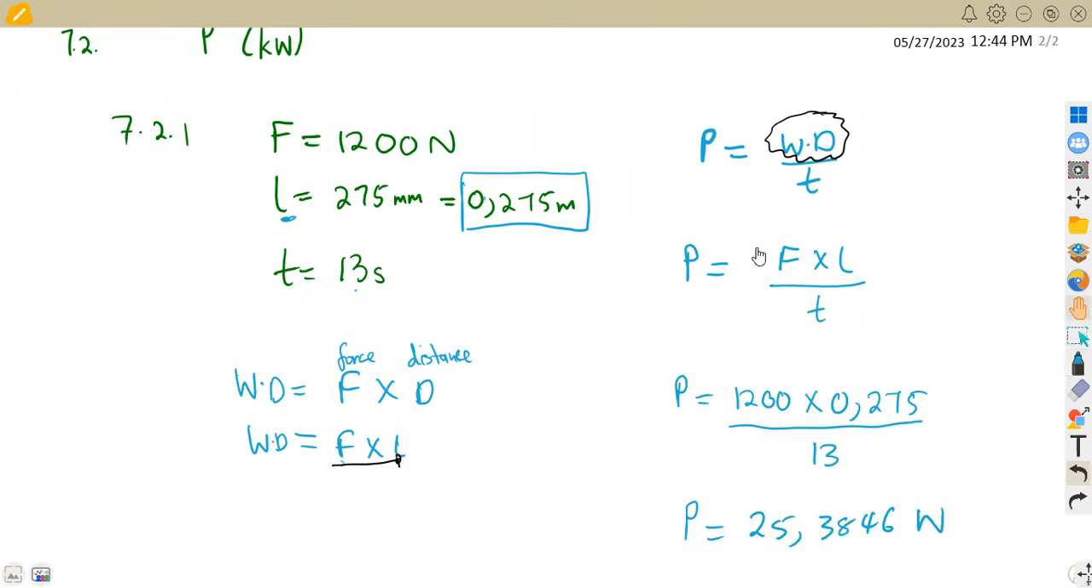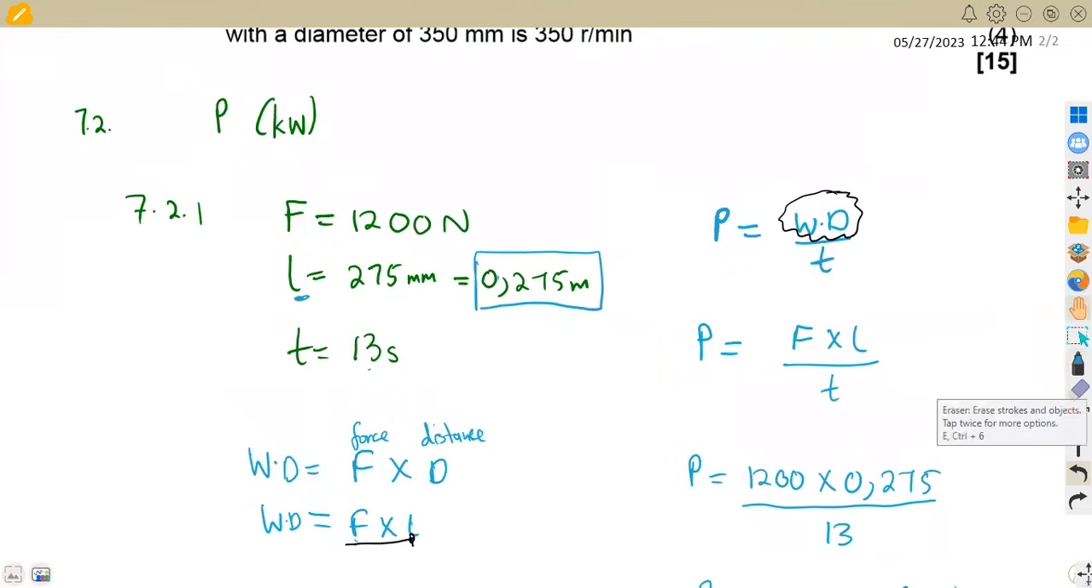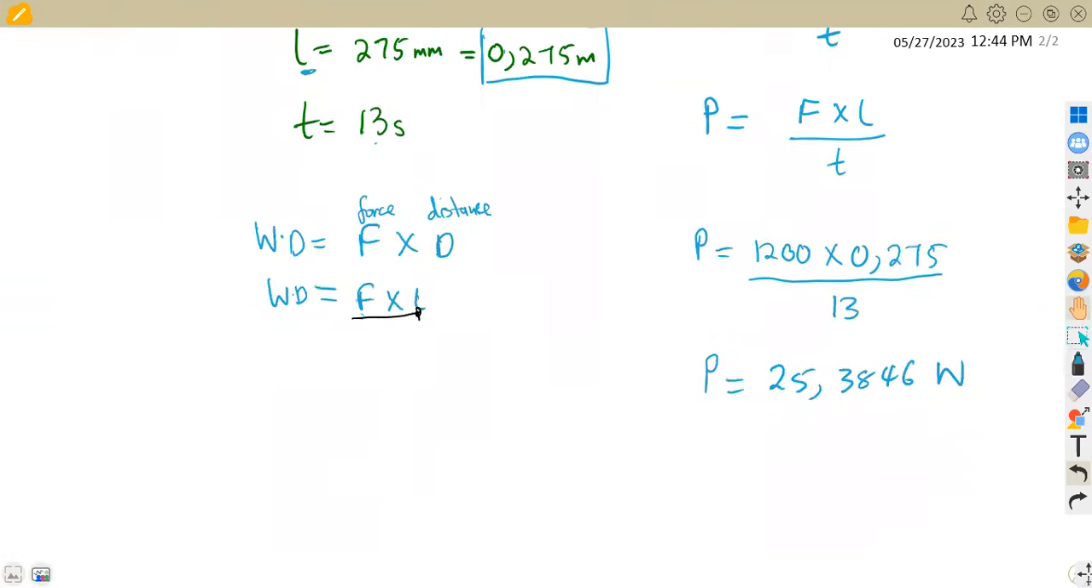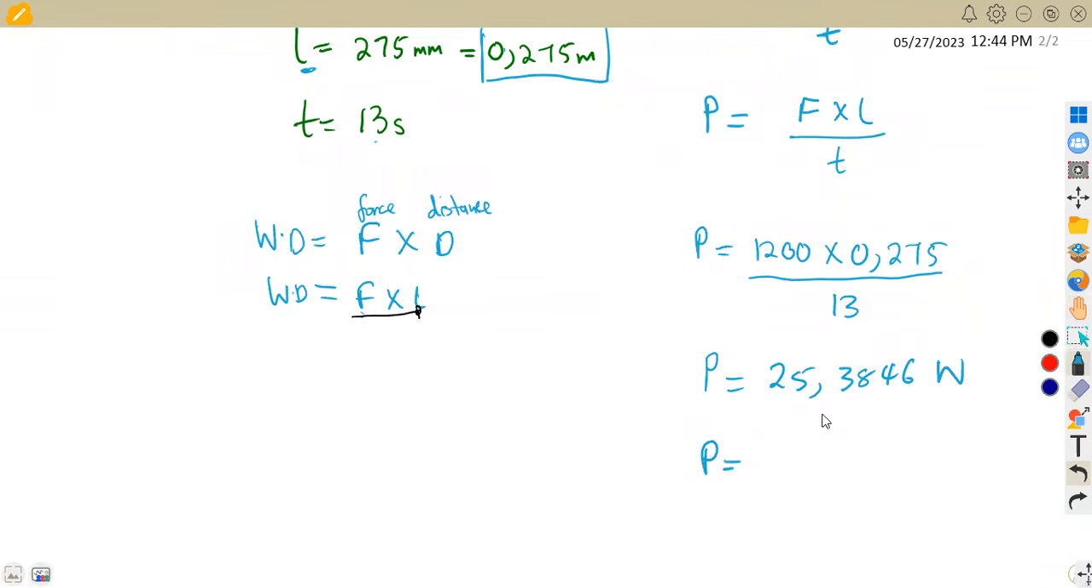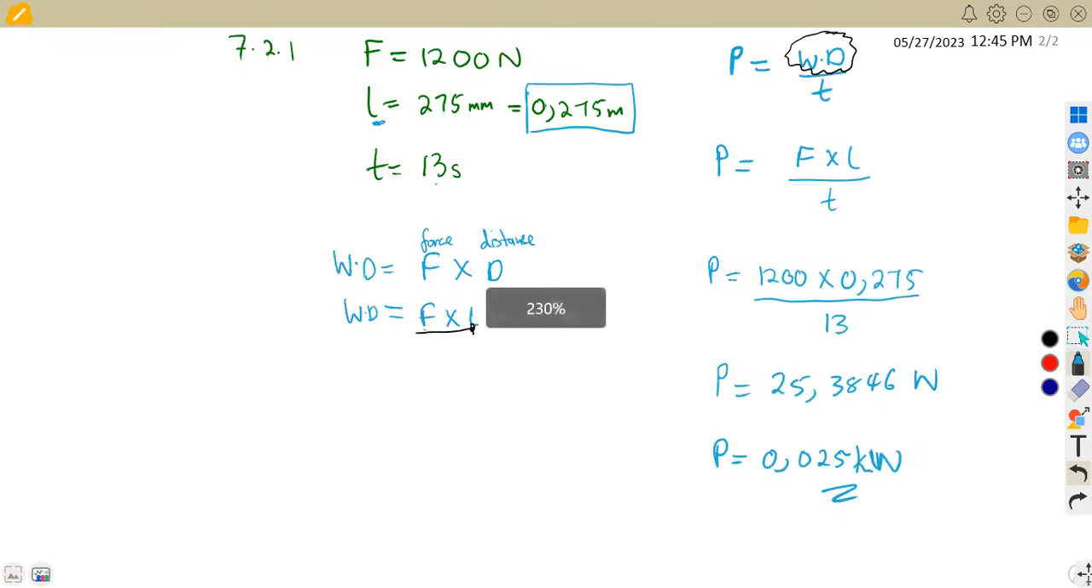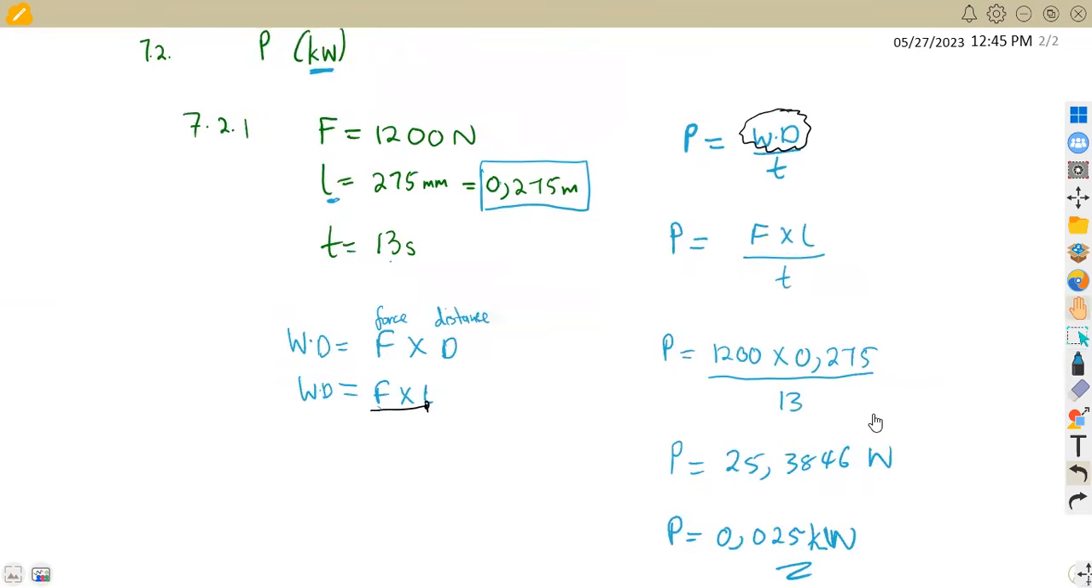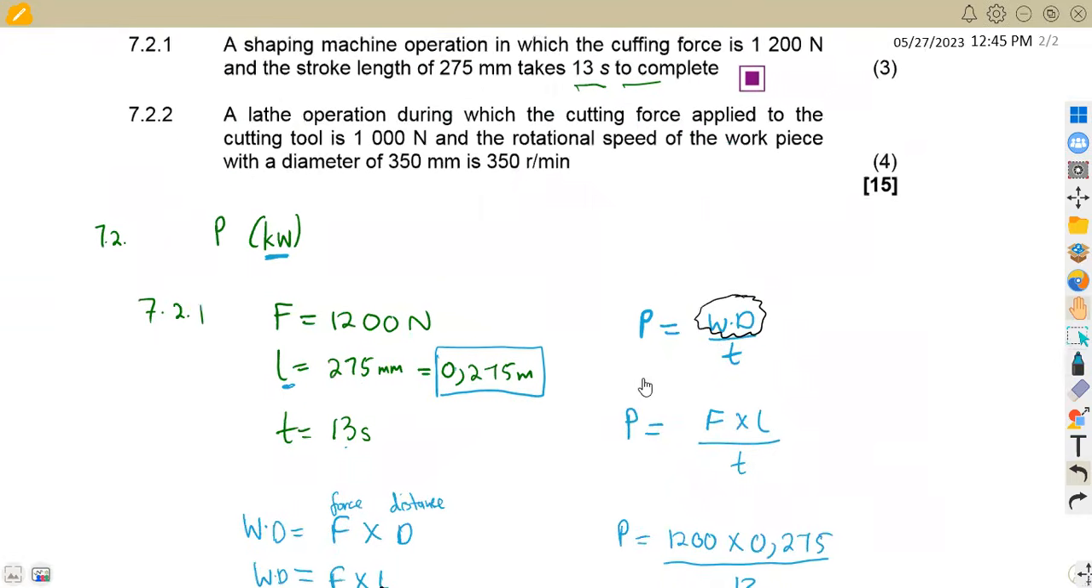But take note, this power is supposed to be in kilowatts. That is per the given instruction. So to convert to kilowatts, we can simply divide by 1,000. So if we divide by 1,000, this will be 0.025, and that will be in kilowatts in this case. All right, so this is how we can have our final answer in kilowatts. Divide your answer by 1,000, or you can multiply by 10 to the exponent of -3.